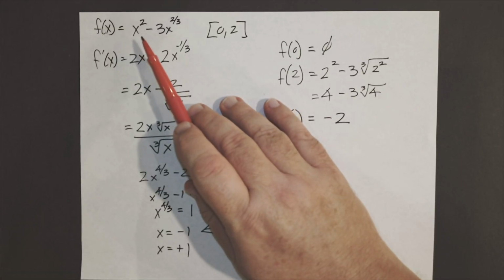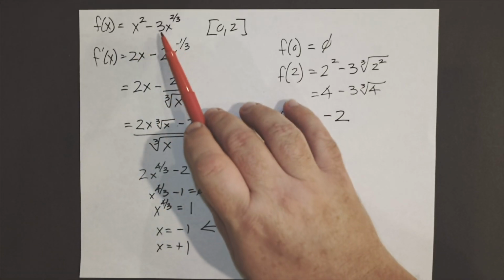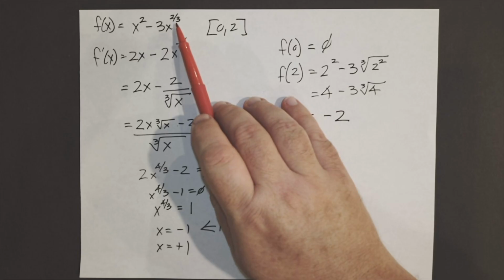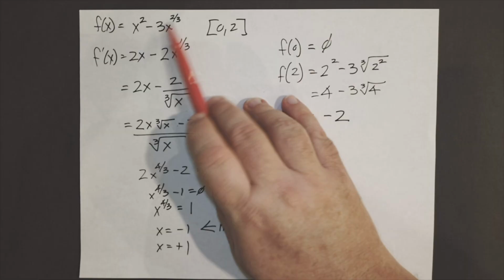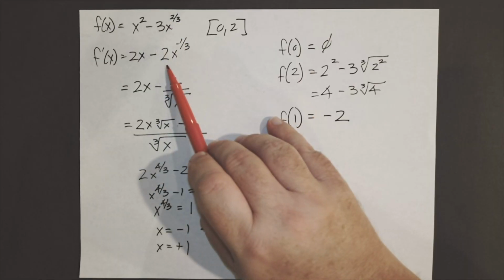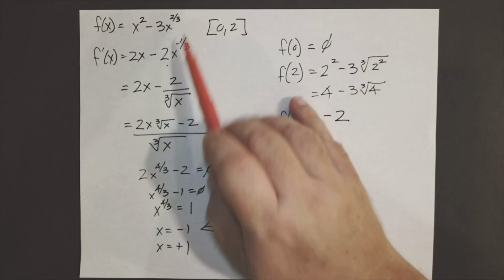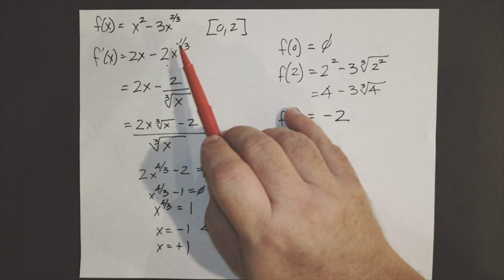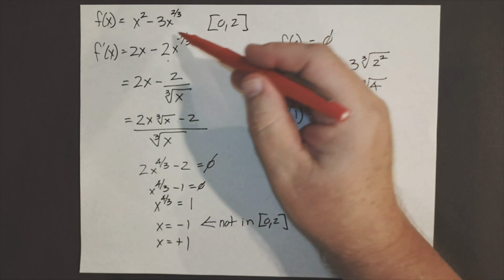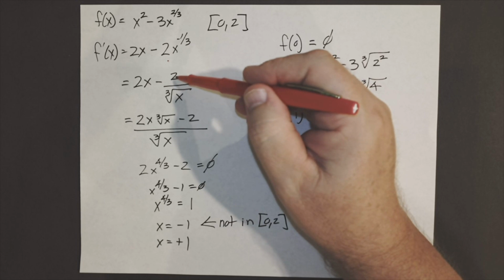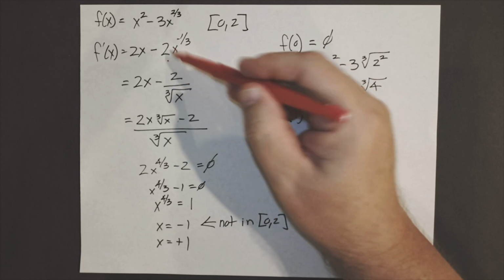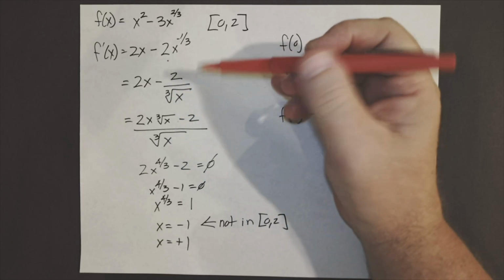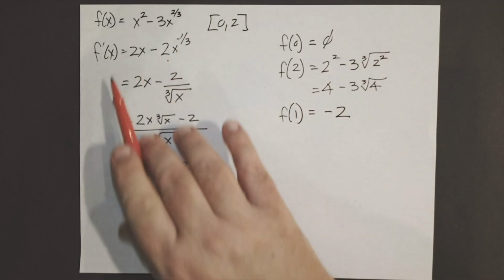The derivative of x squared is 2x, and the derivative of 3x to the 2/3 is bring the 2/3 down, and notice that 3 and this 3 are going to cancel. So I'm left with 2, negative 2, and then we subtract 1, x to the -1/3. I'm going to rewrite this so we can work with it. So this is 2 minus 2 over the cube root of x. So this is my derivative.